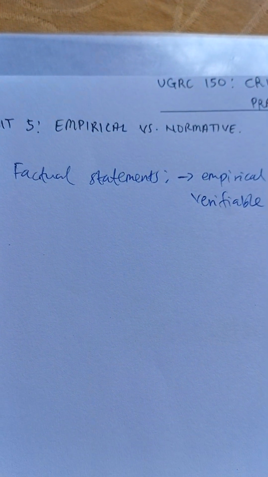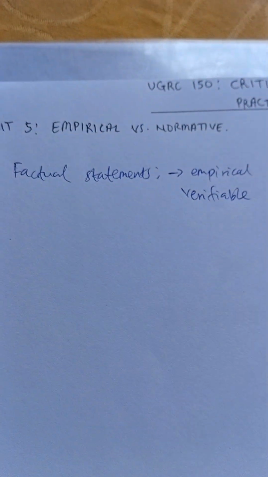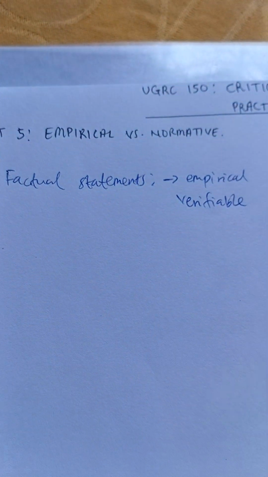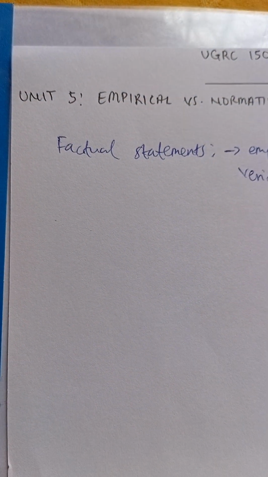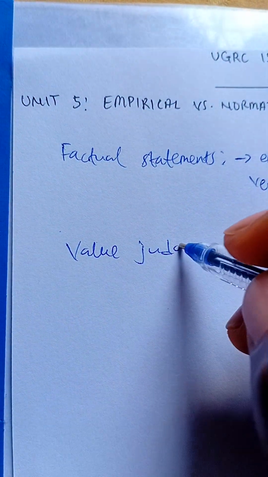Now let's look at normative. As you can hear from the name, norm. When you say a norm, it is kind of like values, right? Yeah, values and norms of the society. So under declaratives, there are factual statements, and now we've understood that they are empirical and verifiable. And then we also saw another thing under declaratives, which is value judgments.